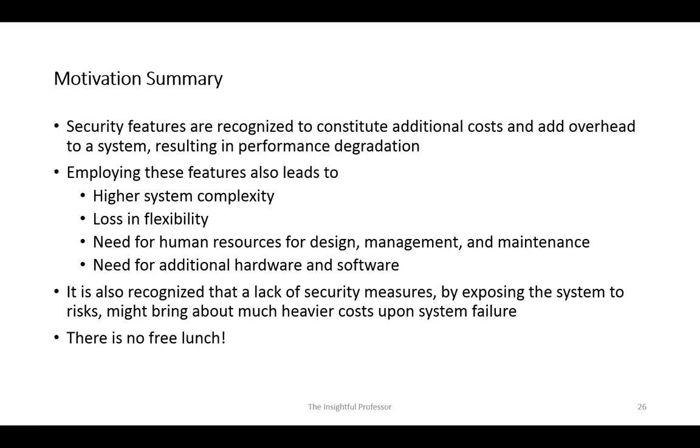But on the other hand, it's also recognized that if you fail to take proper security measures, you expose the system to risks which might bring about heavier costs upon system failure. The cost of taking no action and incurring some kind of a system failure or data breach could be more severe from a financial perspective than the cost of implementing some security. The point is, there's really no free lunch.